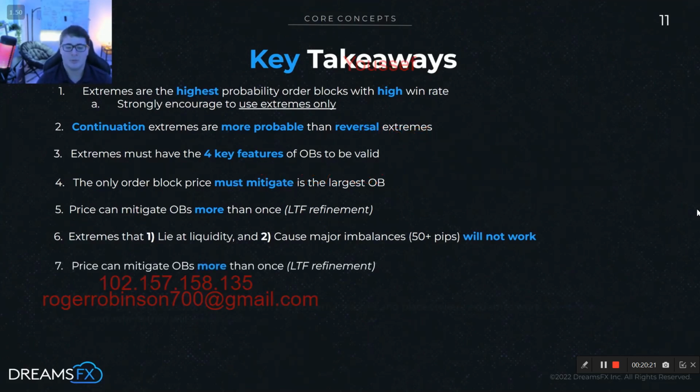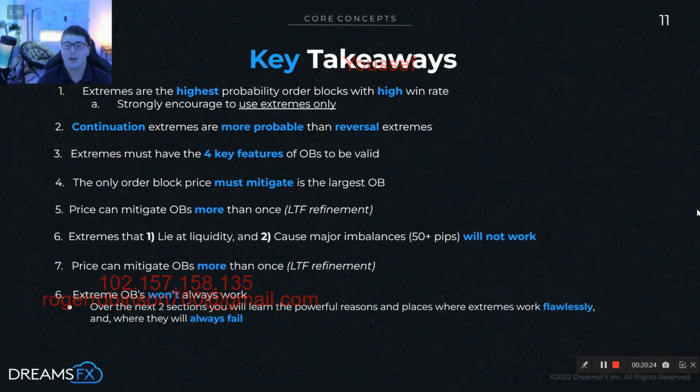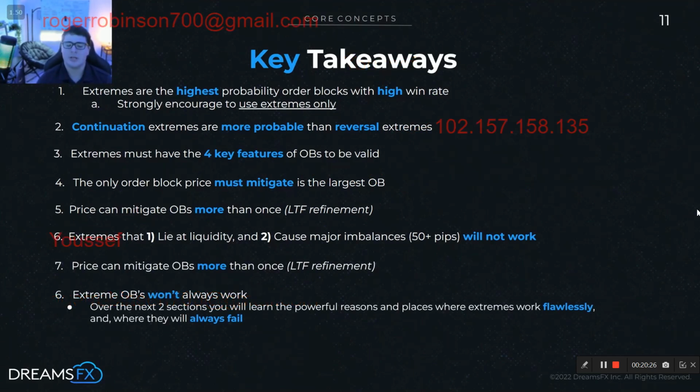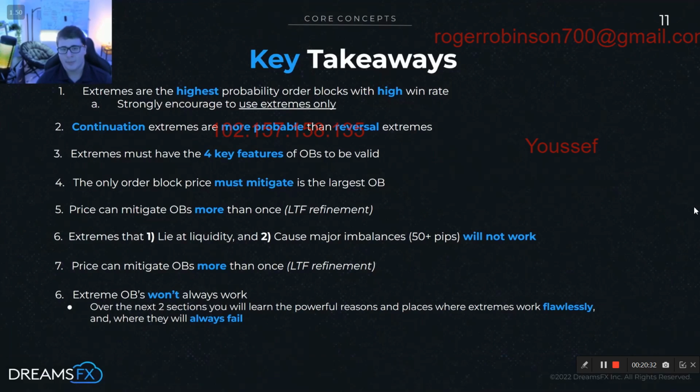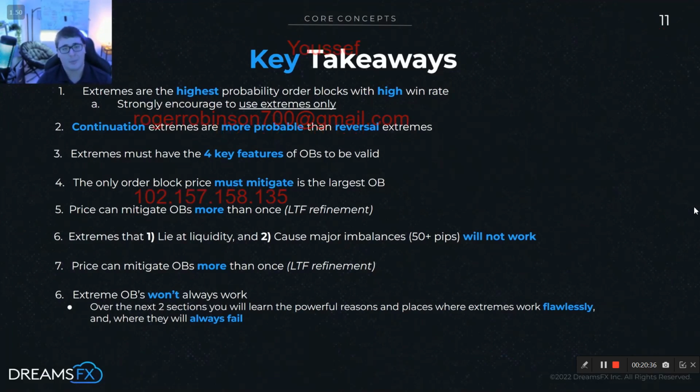Price can mitigate order blocks more than once, like we talked about. And lastly, extreme order blocks will not always work. Over the next 2 sections, you will learn the powerful reasons and places where extremes work flawlessly and where they will always fail. So as great as extremes are, there, of course, is always a proper place and a proper application, time, where, when, everything that's included with that.